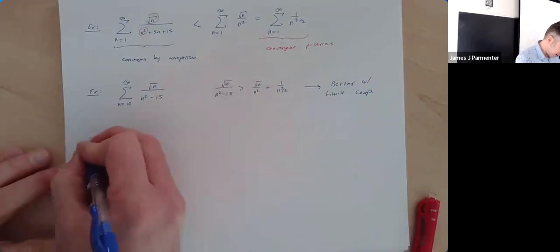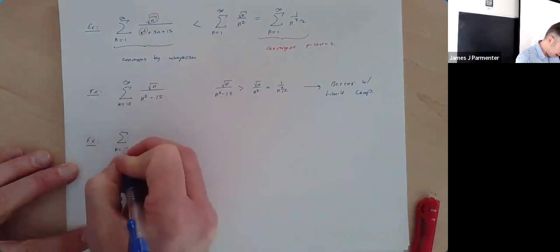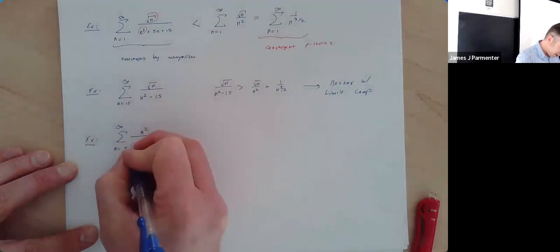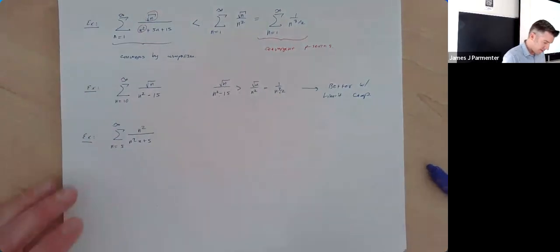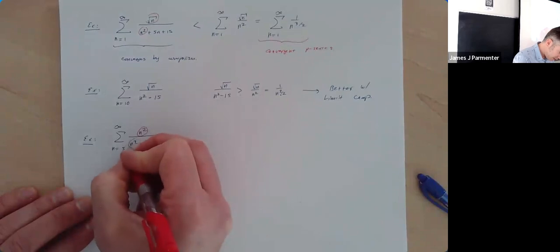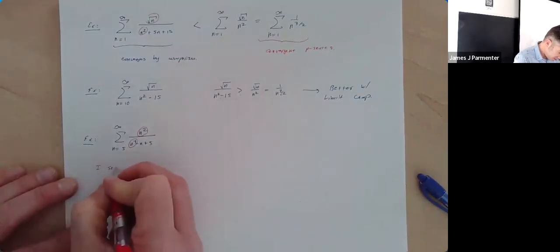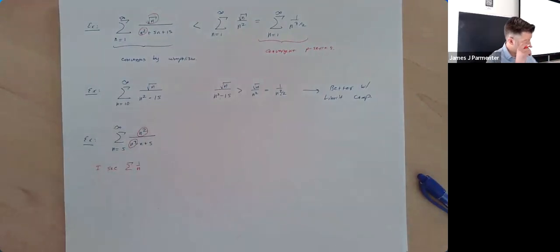So let's say we had the sum from n equals 5 to infinity of n squared over n cubed minus n plus 5. So when I look at that, what I really see is 1 over n. That's what I really see. Which I know is divergent, the series 1 over n. You do too. It's the harmonic series, most famous divergent series you're going to see, right? It's the one that comes most often.